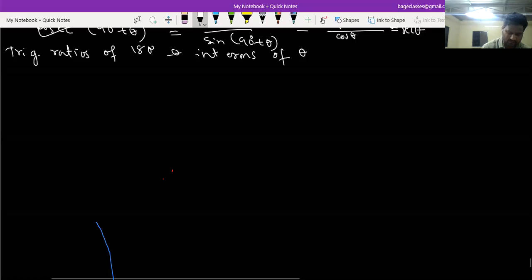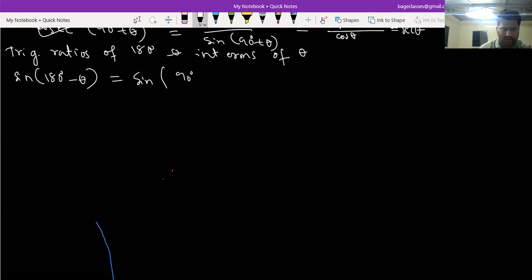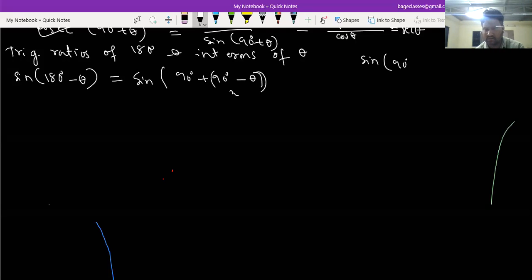Okay. The first is sine of 180 minus theta. So what is sine 180 minus theta? See, 180 can be split as sine of 90 plus 90 minus theta. So take this 90 minus theta as x. So now we go to sine 90 plus x. Already we know that sine 90 plus x is equal to cos x.